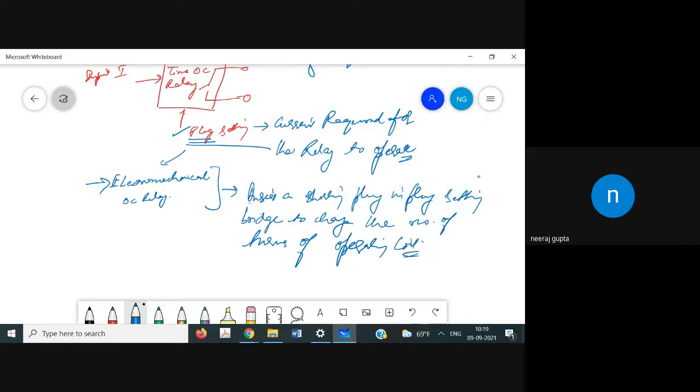This is done to get a particular value of pickup, which means the current. We are still using that terminology, and that's why it is known as the plug setting. It decides the current which is required for the relay to operate.